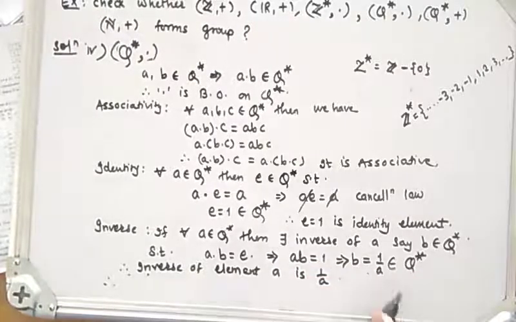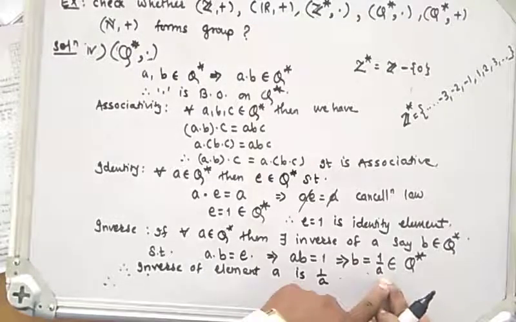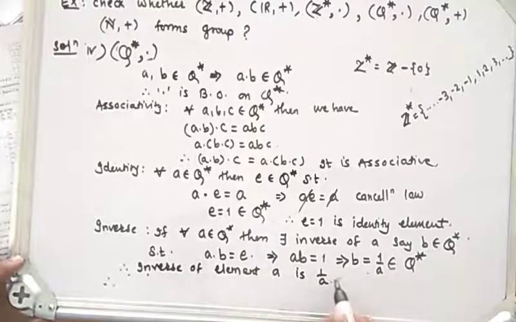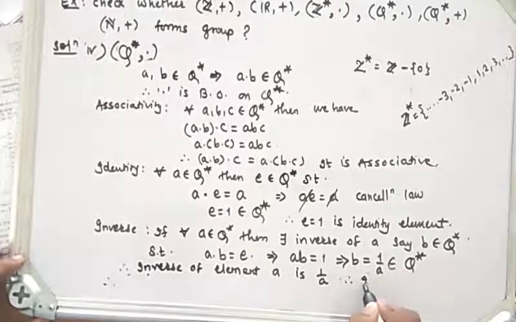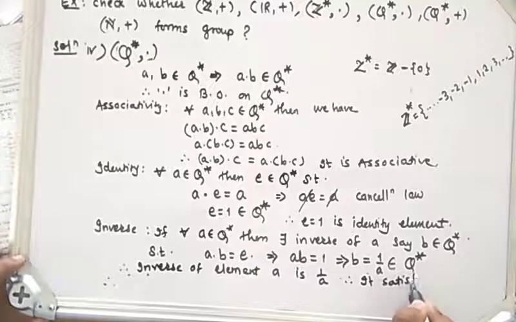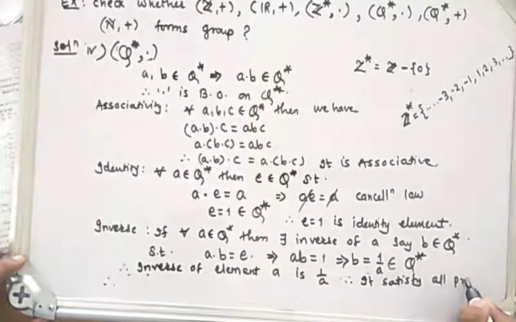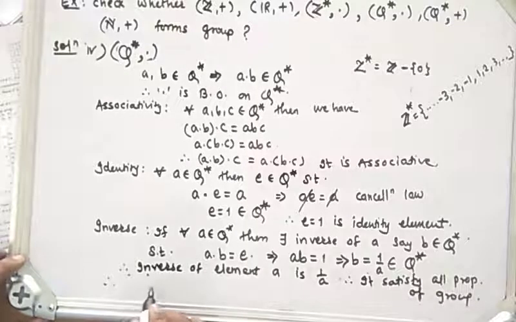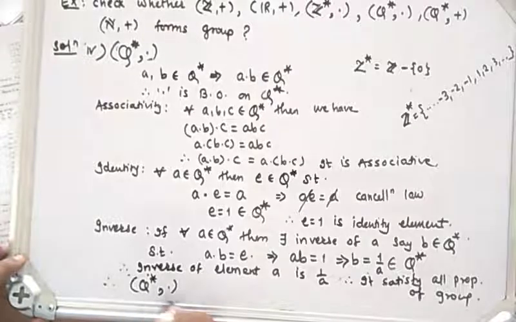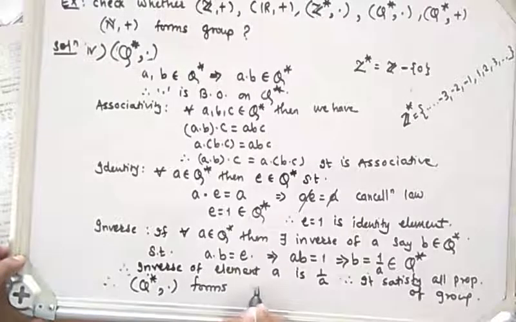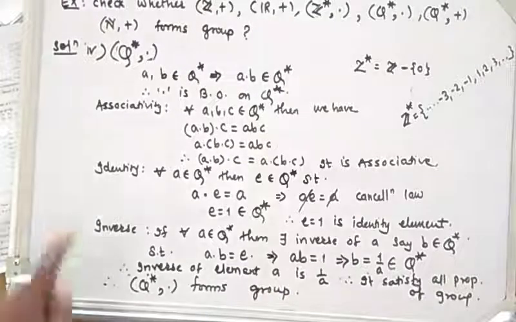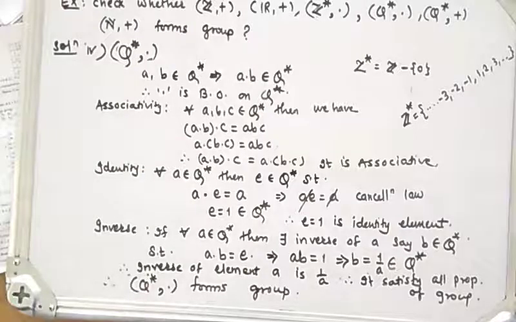So we get the inverse of every element, right? The inverse of a is 1 upon a. Therefore it satisfies all properties of a group. Hence Q star under multiplication forms a group, right? Means here Q star under multiplication forms a group.